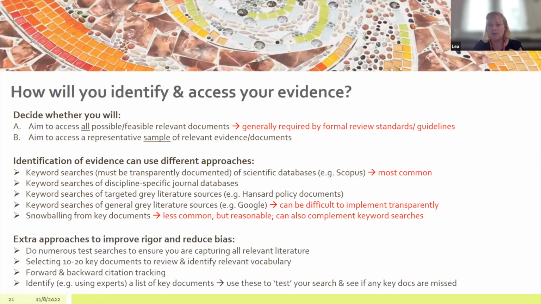Some extra approaches you can use to help with rigor. Doing test searches. So test out your searches, make sure you're capturing the papers that you do know you should be. I already mentioned 10 to 20 documents and citation tracking. I already mentioned each of these things.